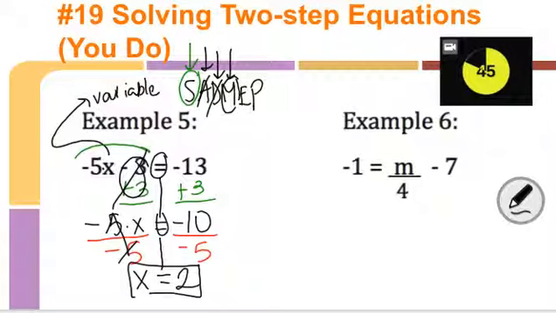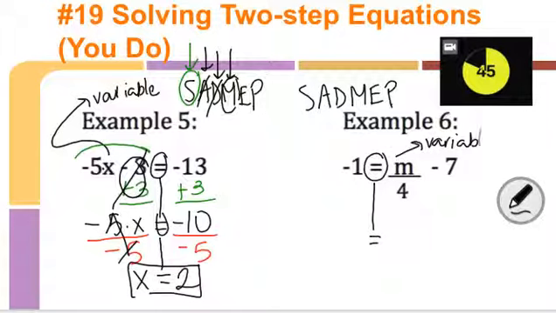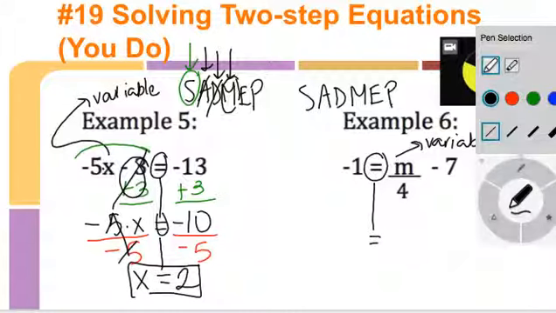And here is the last example. It says negative 1 equals m divided by 4 subtract 7. Now be careful here, this one does not involve parentheses. So you're just going to go through SADMAT as usual. If this line extended, then m minus 7 would be in parentheses. But that is not the case. Okay? So I'm going to find my middle, that's the equal sign. I'm going to find my variable, that's m. Okay, I'm going to start on the side of the variable, which is m divided by 4, subtract 7. So, I'm going to go through SADMAT.